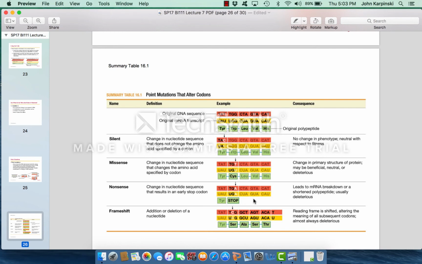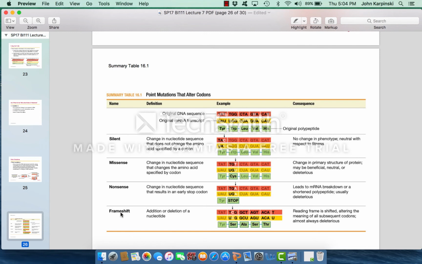So, kind of in order, silent mutations have a neutral effect. Missense mutations are occasionally, but not always, harmful. Nonsense mutations usually have serious consequences. And then finally, frame shift mutations are also, like nonsense mutations, fairly deleterious or harmful. In the above three examples, one base is substituted for another, called a base pair substitution. So these three, silent, missense, and nonsense, are base pair substitutions.